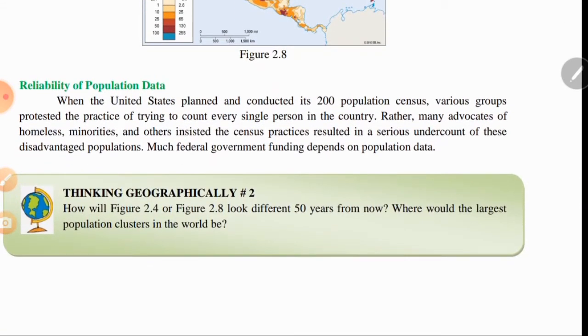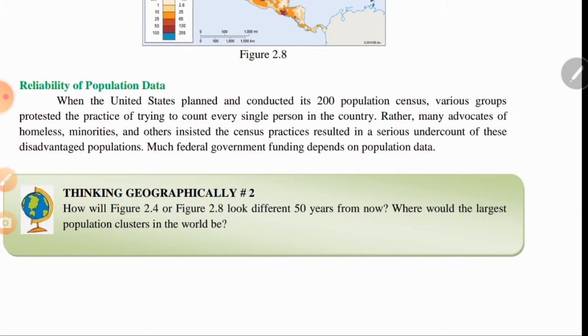Then the reliability of this population data. When the United States planned and conducted its 2000 population census, various groups protested the practice of trying to count every single person in the country. Rather, many advocates of homeless minorities and others insisted the census practices resulted in a serious undercount of these disadvantaged populations. And much federal government funding depends on the population data.